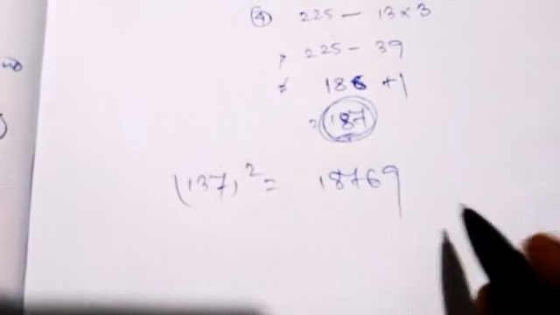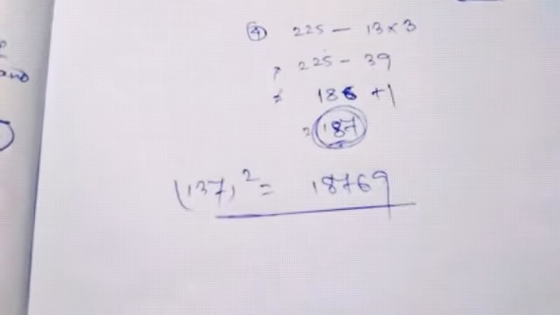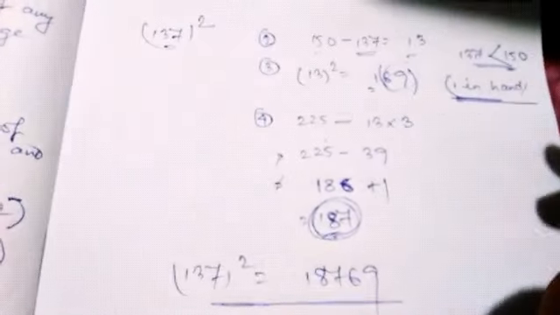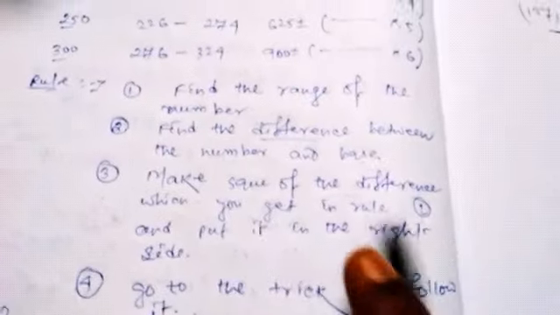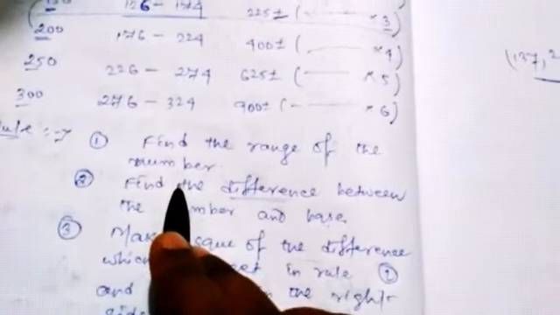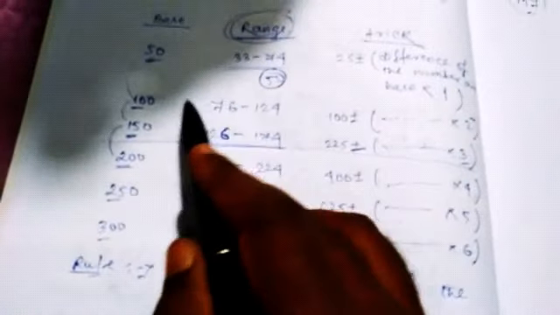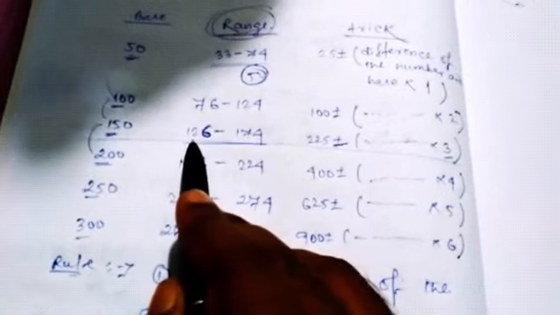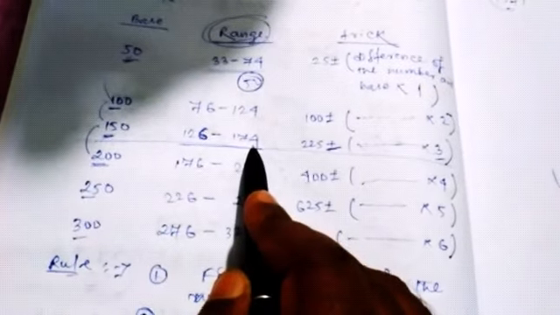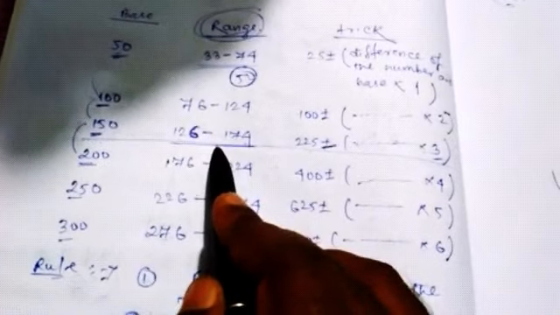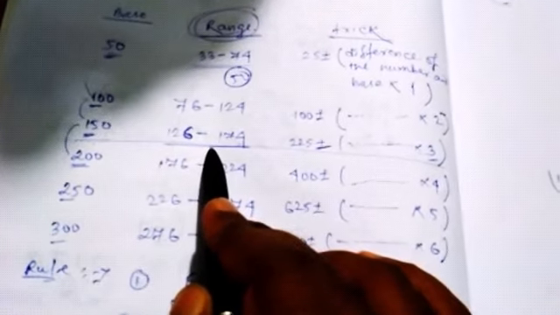Okay, hope you have understood. So the process is very clear. First rule is that find the range of the number. It was 137. We have found the range. The range was this one, 126 to 174, with base 150. Within this range, the number 137 was present.